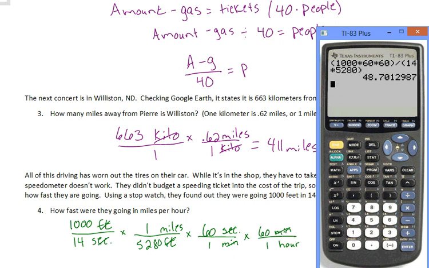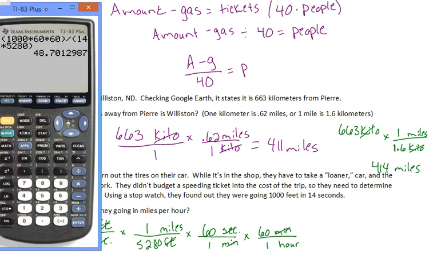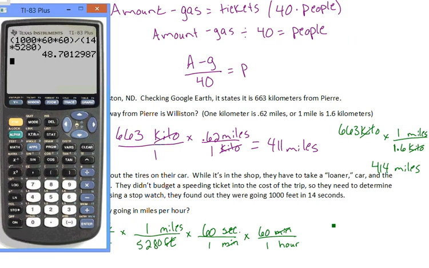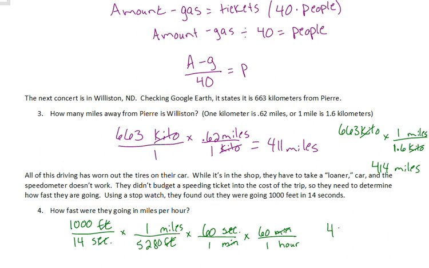So how fast are they going? About 49. And look at this. So here's our labels, miles. So I'm going to write this up here. We cross-canceled everything to get 49 miles per hour.